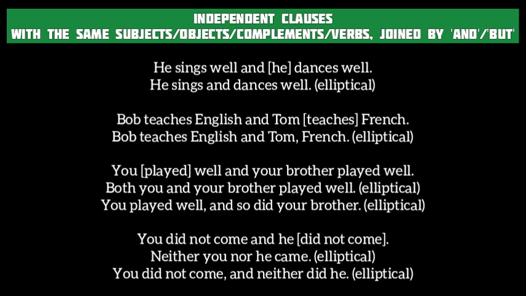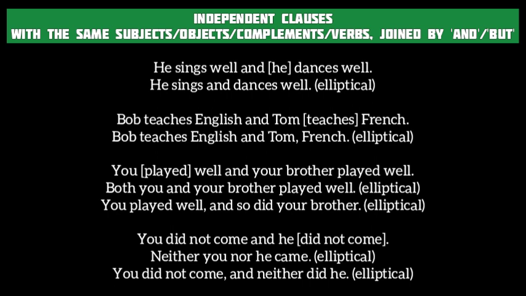In the next example, the full sentence is "you did not come and he did not come." Both the clauses have the same negative verb, "did not come." So we may ellipse this sentence with the pair conjunction "neither... nor." Neither you nor he came.